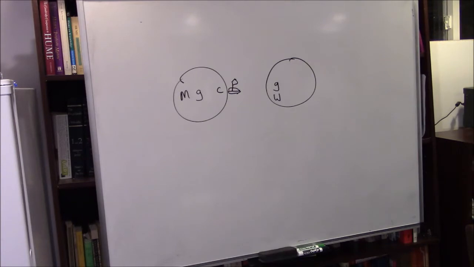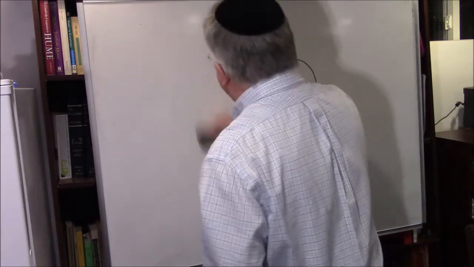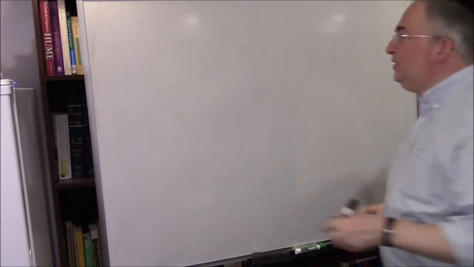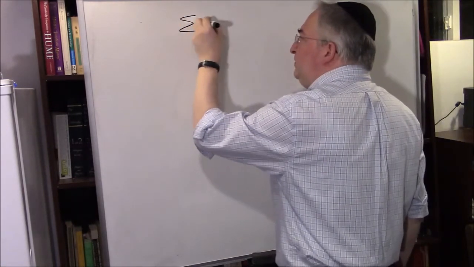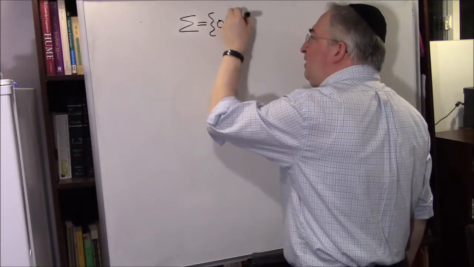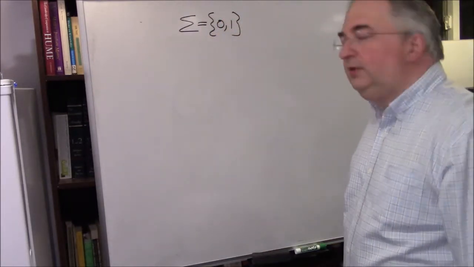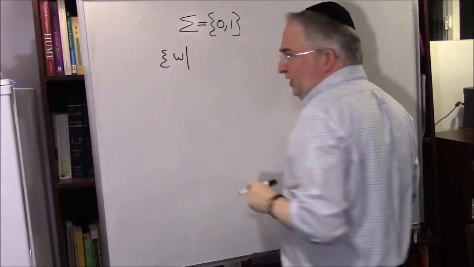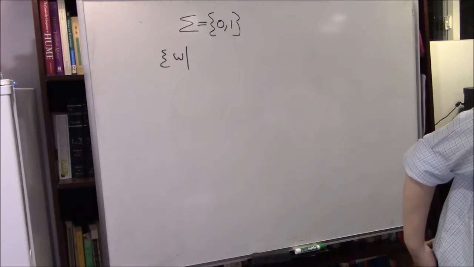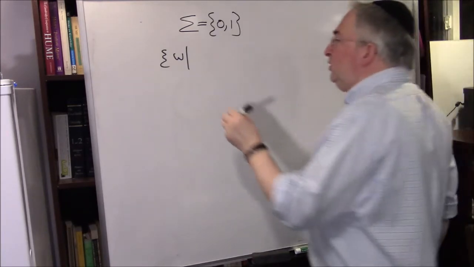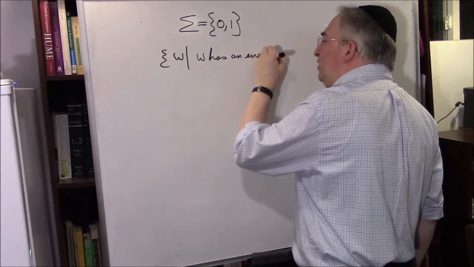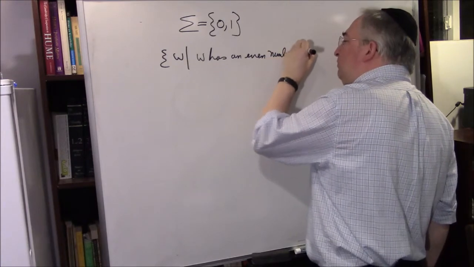Great. Let's do another one. Okay, so the next one is very simple. We start off with simple examples. The alphabet is 0 and 1, and we're going to do that a lot. And the language is W such that W is a word such that W has an even number of zeros.